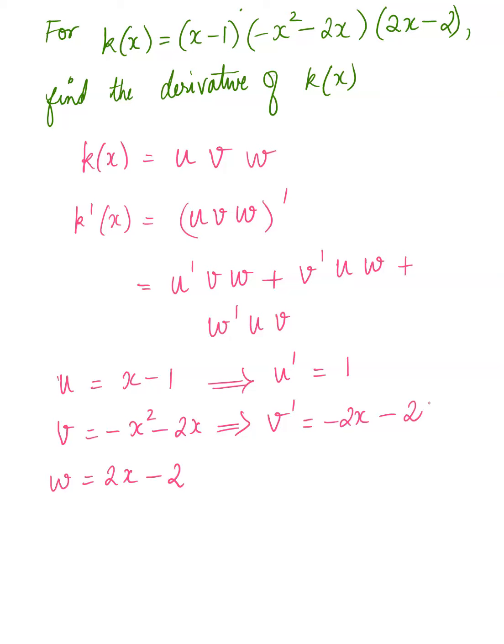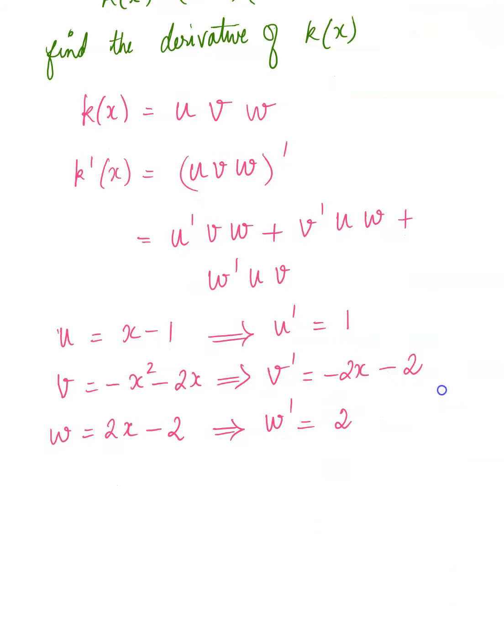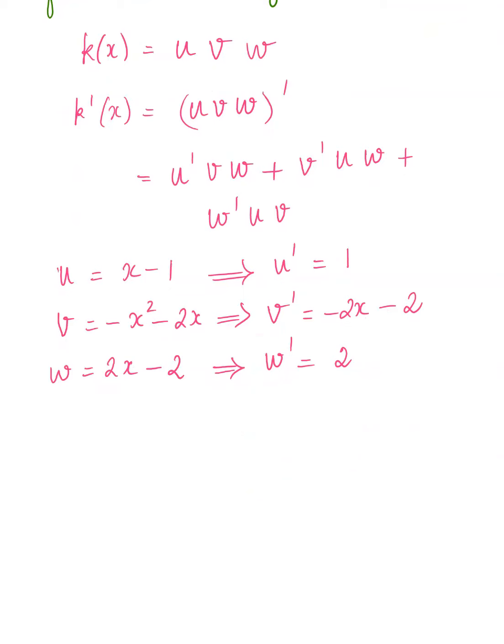Okay, so I'm using the power rule. I'm not showing it to you explicitly, but I'm taking the derivative term by term to get my individual derivatives for u, v, and w. w prime will be just the 2, because derivative of x is 1 and the derivative of minus 2 is 0. Okay. Now it's time for us to find the k prime.